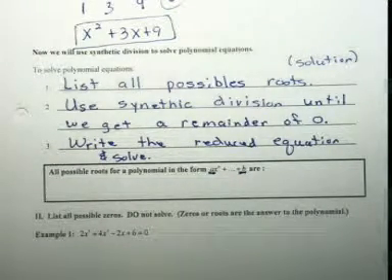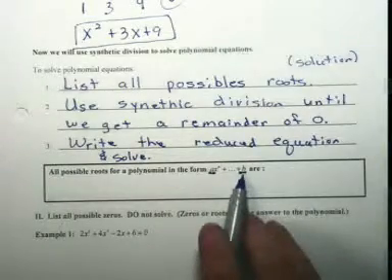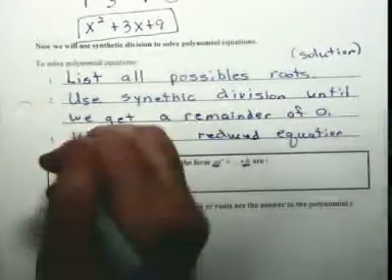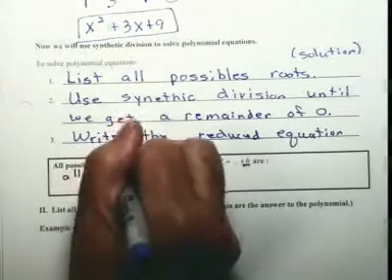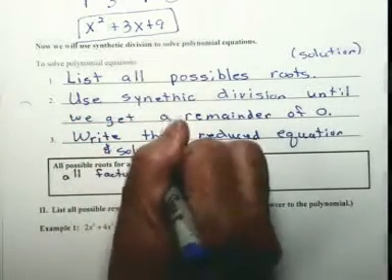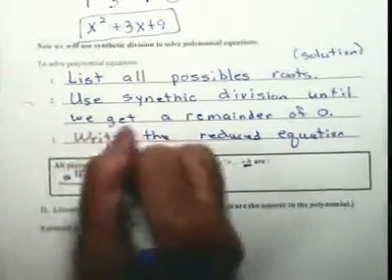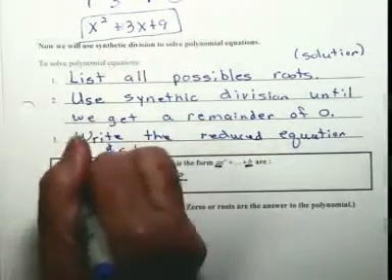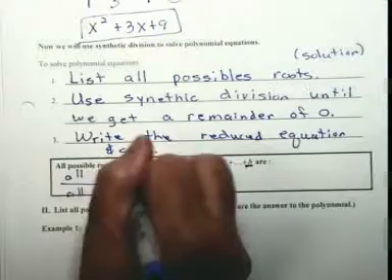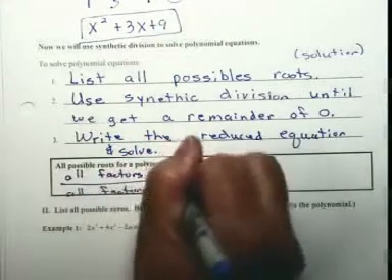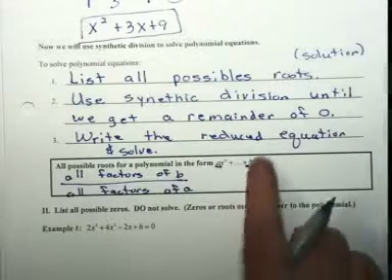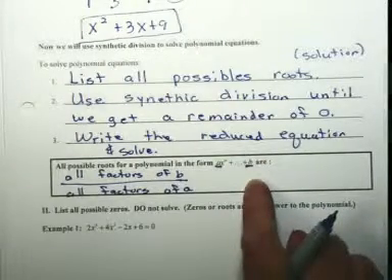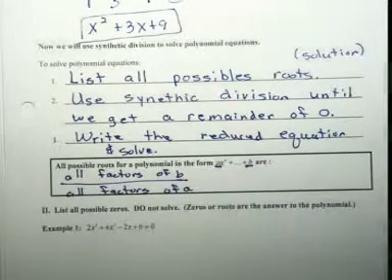For the possible roots, we look at this number on the end, which is b, and we take all factors of b divided by all factors of a. The number on the end is b. I look at every possible factor of b and divide it by every possible factor of a.